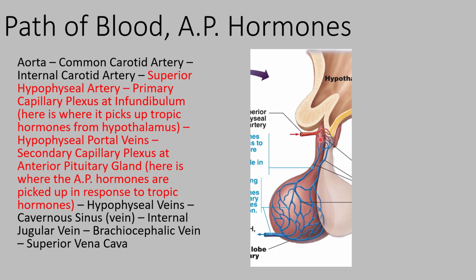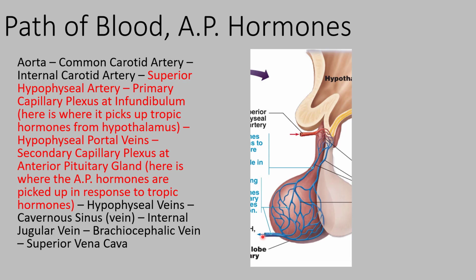It's at the infundibulum. Now we're going to go through these blood vessels right here, leaving that capillary bed. This is called hypophyseal portal veins. The hypophyseal portal veins carry blood to the anterior pituitary. So now we're at the secondary capillary plexus. This is at the anterior pituitary gland. This is where the anterior pituitary gland secretes its hormones. We're going to leave this capillary bed through the hypophyseal veins.